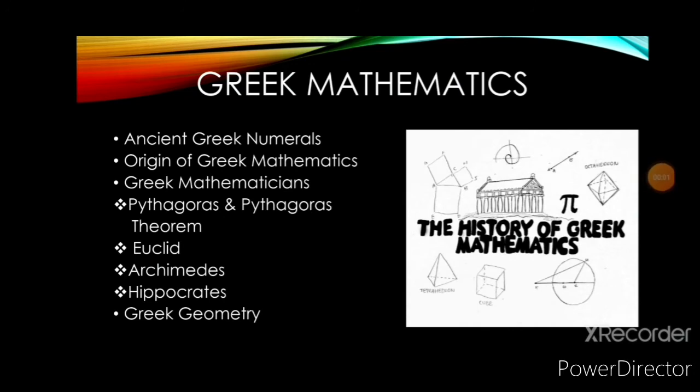Now, after the mathematical history of Rome, we have Greek mathematical history. In this, we will talk about ancient Greek numerals, the origin of Greek mathematics, then Greek mathematicians, that are Pythagoras and his theorem, Euclid, Archimedes, Hippocrates, and then Greek geometry.